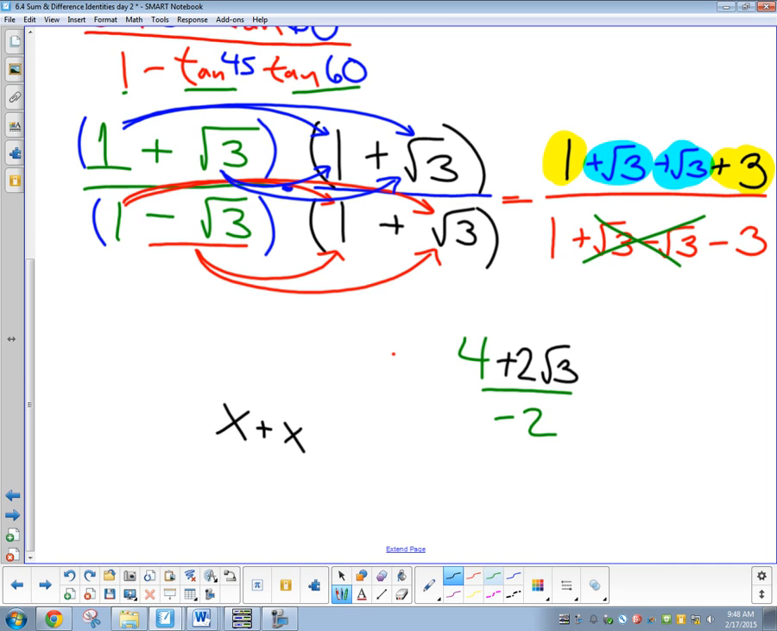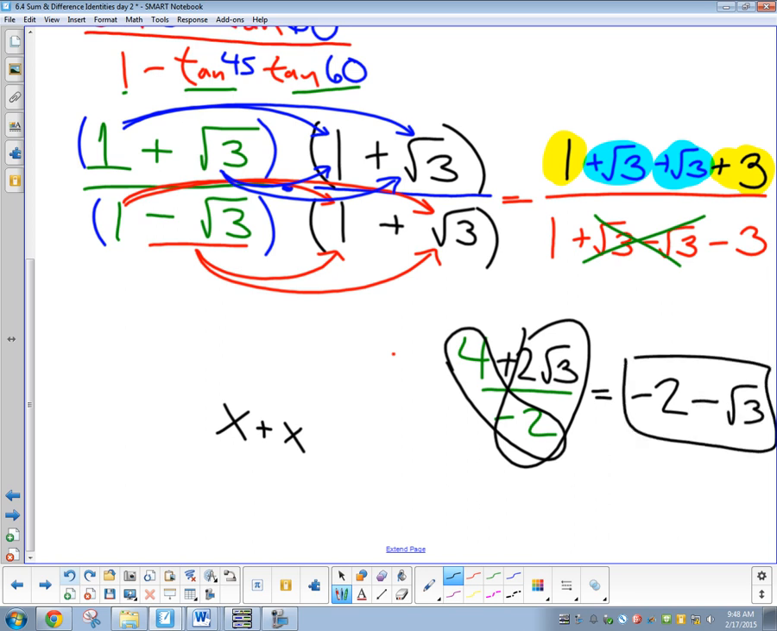Then to finish this problem, what do I still have to do? Simplify. I have to take that divided by negative 2, and take that divided by negative 2. Take both things and divide them. So 4 divided by negative 2 gets me what? Okay, that's great, but I have to divide this by negative 2 as well. So 2 radical 3 divided by negative 2 is negative radical 3. That is my final answer.